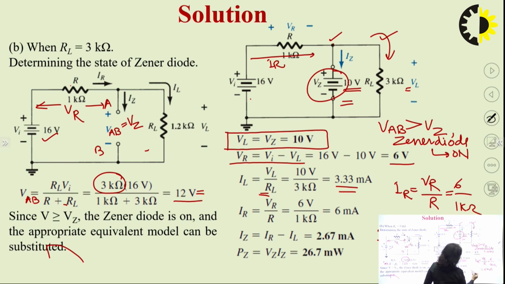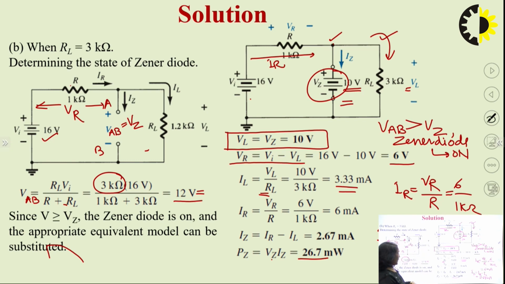So IZ will be equal to how much? IR minus IL. IR is 6 milliampere and IL is 3.33. So if we subtract these two values, the output will be equal to 2.67 milliampere. So the power will be equal to IZ times VZ. So that is 26.7 milliwatt.